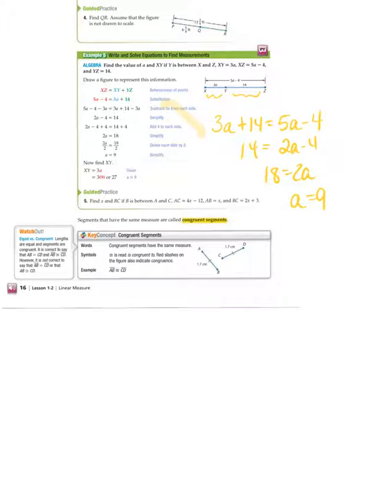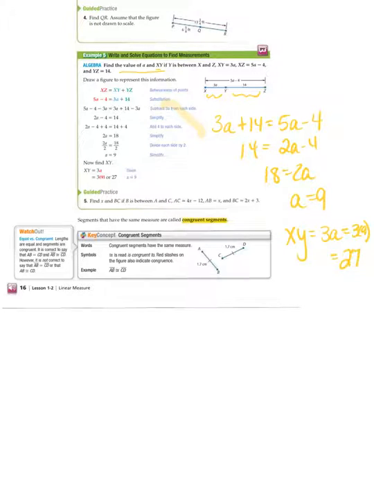Okay, now let's answer the question, because the question sometimes that's asked in geometry is not just find X or find A. You've got to make sure you've answered the question. And this says find the value of A and XY. So go back and see what XY is. XY we're given is 3A. So we have to plug in the 9. So XY is 27 units. Okay?